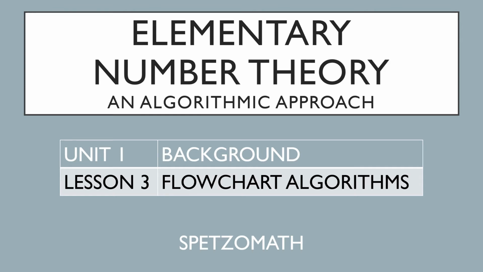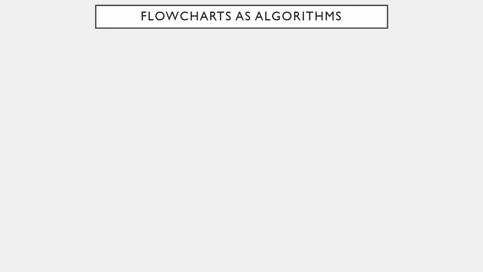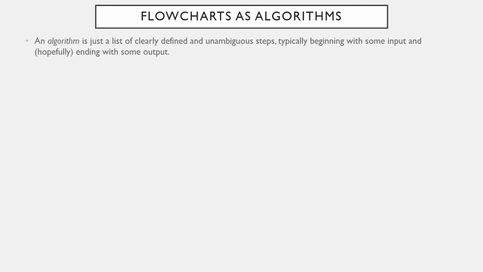Well, if we say we're going to be taking an algorithmic approach to number theory, let's talk about flowchart algorithms. What are flowcharts to be used as algorithms? Well, an algorithm is a list of clearly defined, totally unambiguous steps. Usually it's going to begin with some sort of input and generally ending with some sort of output, although technically that's optional. So we're going to be working with algorithms as flowcharts.